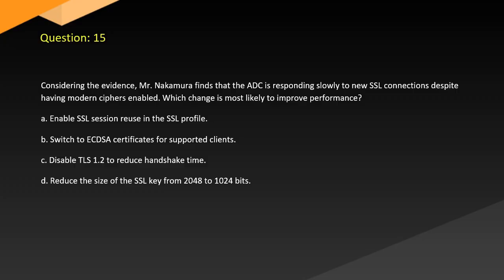Question 15. Considering the evidence, Nakamura finds that the ADC is responding slowly to new SSL connections despite having modern ciphers enabled. Which change is most likely to improve performance? A. Enable SSL session reuse in the SSL profile. B. Switch to ECC certificates for supported clients. C. Disable TLS 1.2 to reduce handshake time. D. Reduce the size of the SSL key from 2048 to 1024 bits.